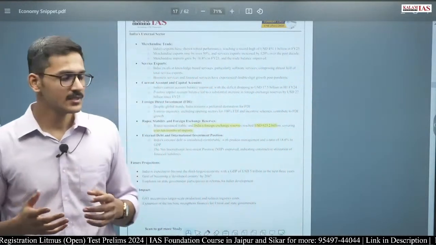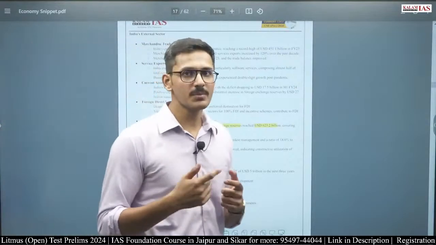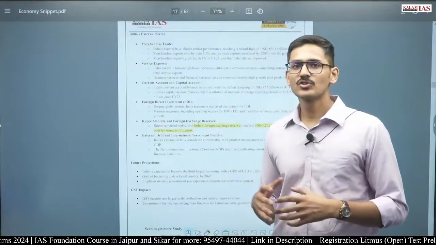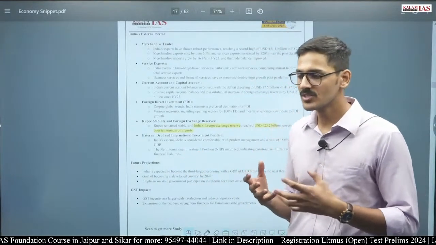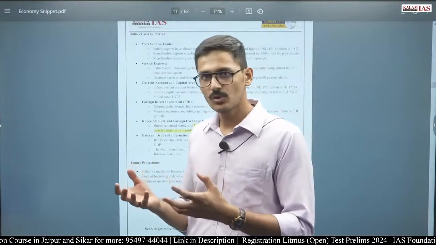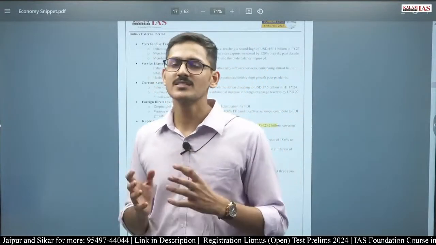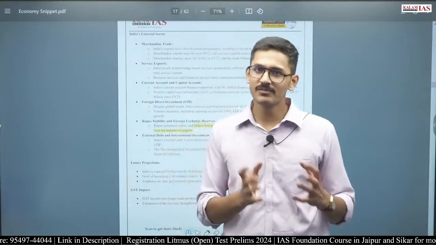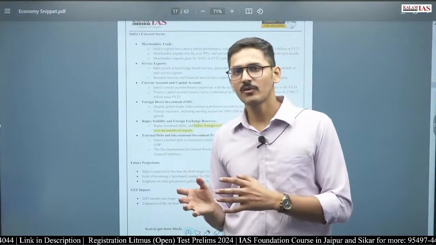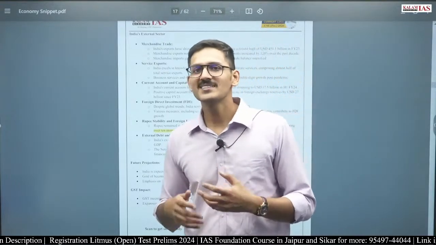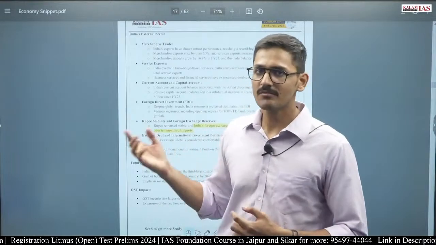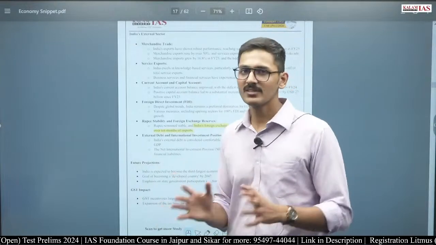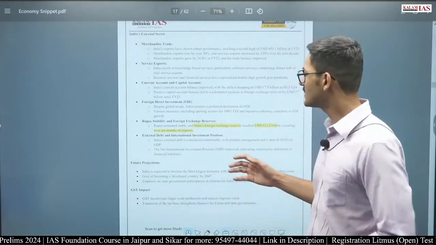Import cover is basically how many months of import can be made by the foreign exchange reserves of a particular country. For example, India imports $500 billion, $600 billion worth of goods or services every year. India has an import expenditure of around $600 billion. And if India has $550 billion of foreign exchange reserves, then we will say that India has an import cover of 11 months. Because every month we are spending about $50 billion, and in 11 months we will spend $550 billion. So this is basically import cover.